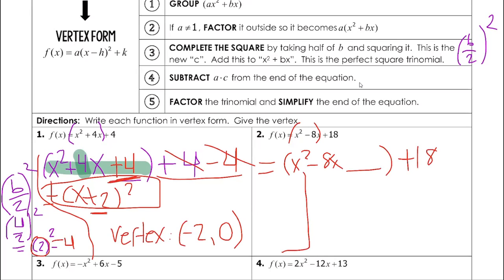But b over 2, well, since it's minus 8, that would be negative 8 over 2 squared, or really negative 4 squared, is 16. And it's always going to be a plus, because anytime you square a number, it's always going to be positive. So it's always going to be plus something on the inside here.